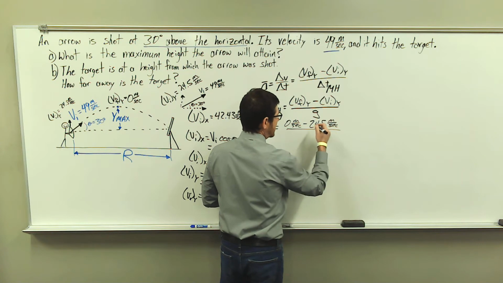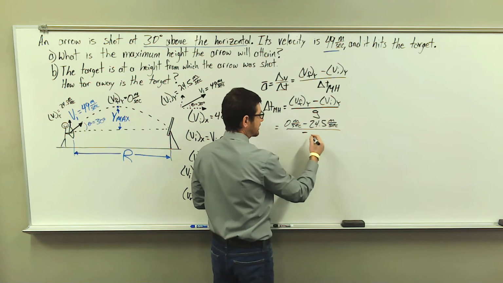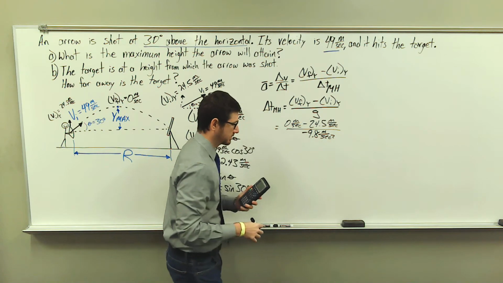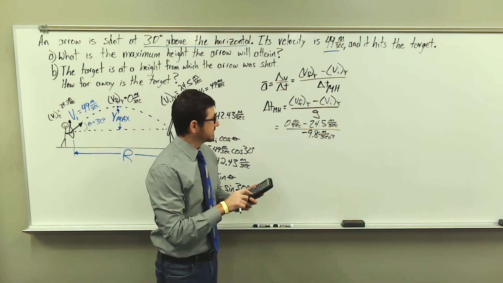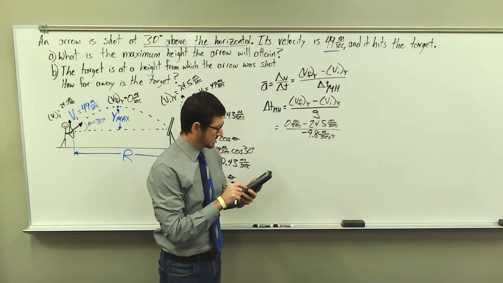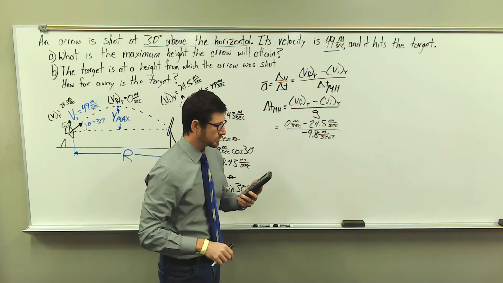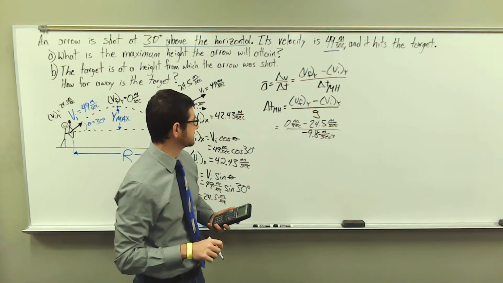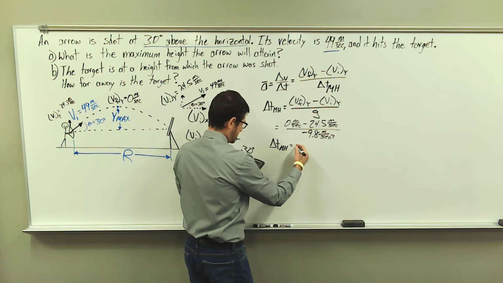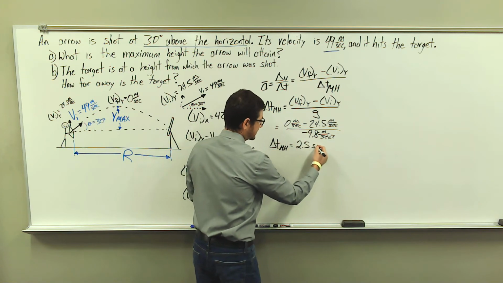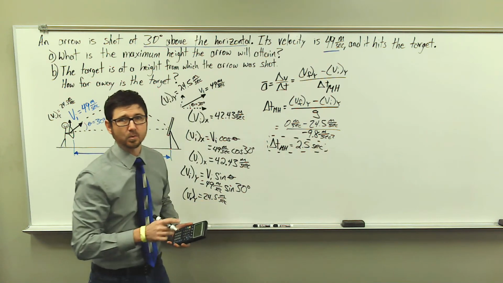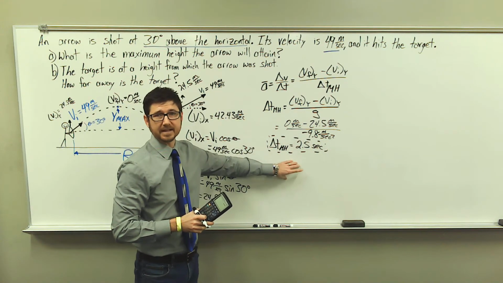And then in my denominator, I have the acceleration due to gravity, which is a negative 9.8 meters per second squared. So 24.5 divided by 9.8, we're going to get 2.5 seconds. So the time to maximum height is 2.5 seconds. Now I'm going to put a dotted box around this because we are going to need this calculated value, okay?